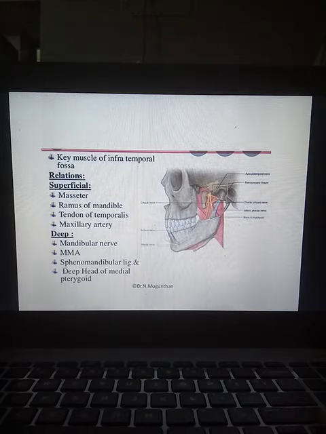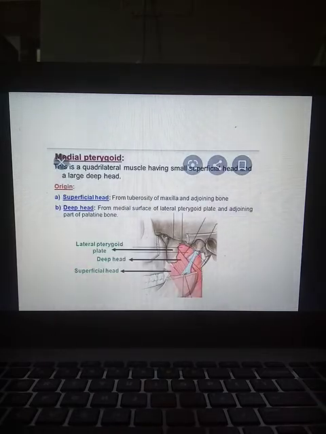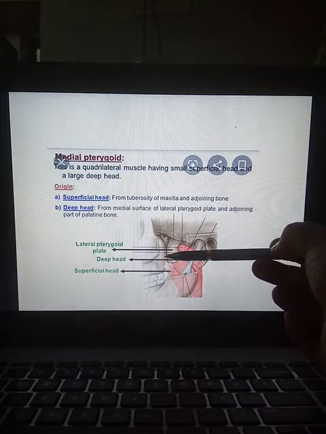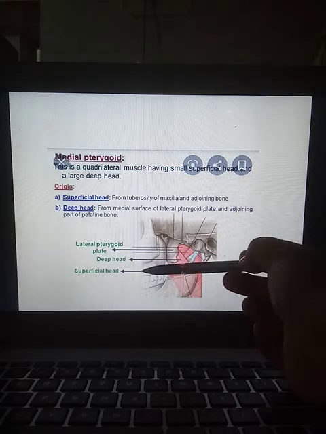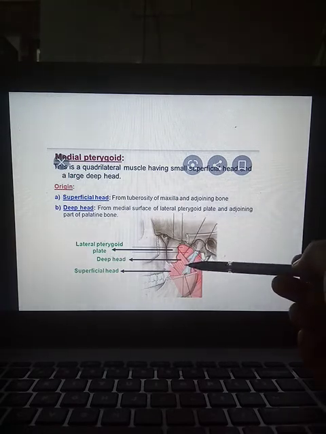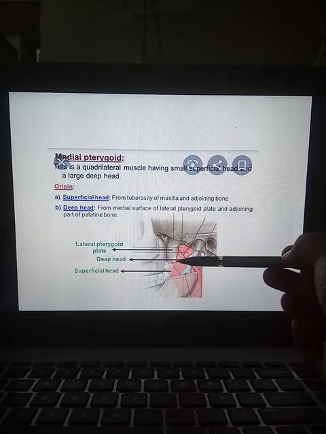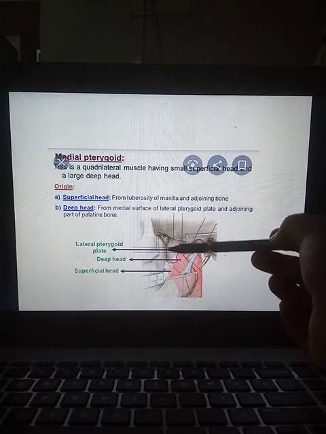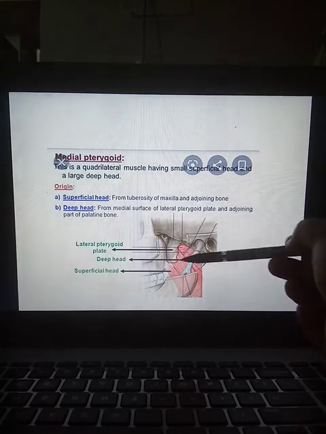The relations of the medial pterygoid, I have told you it is a superficial muscle, it is a quadrilateral muscle having the superficial head and the deep head. As you can see in the picture, the origin is quite evident here. Superficial head है ना, ये है जी maxilla bone, maxilla की tuberosity से जाता है superficial head. Deep head है ये है ना आपका lateral pterygoid plate, लेटरल टेरिगोइड प्लेट के मीडियल सरफेस से जाता है डीप हेड.